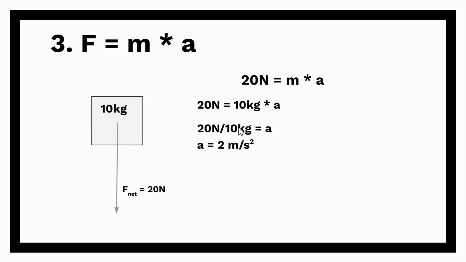Well, you can divide by 10 kilograms, right? This is being multiplied, so to get rid of multiplication, you divide. And when you divide 20 newtons, which is again kilograms times meters per second squared, and you take out the kilograms, you cancel it with this, now you have 20 over 10, 2 meters per second squared.